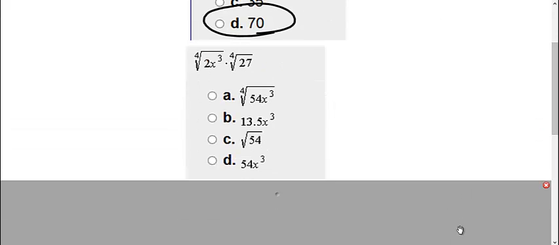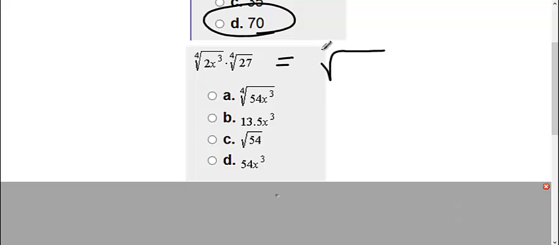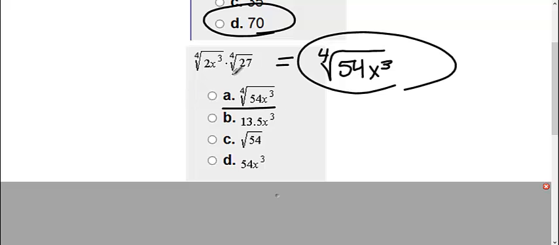Number 2 here, we're dealing with fourth roots. Okay, so since they're both fourth roots, we can combine them. 2 times 27, I get 54, and then I still have my x to the third. Now, if I could simplify 54, I would, but I can't. Therefore, I get an answer of A.